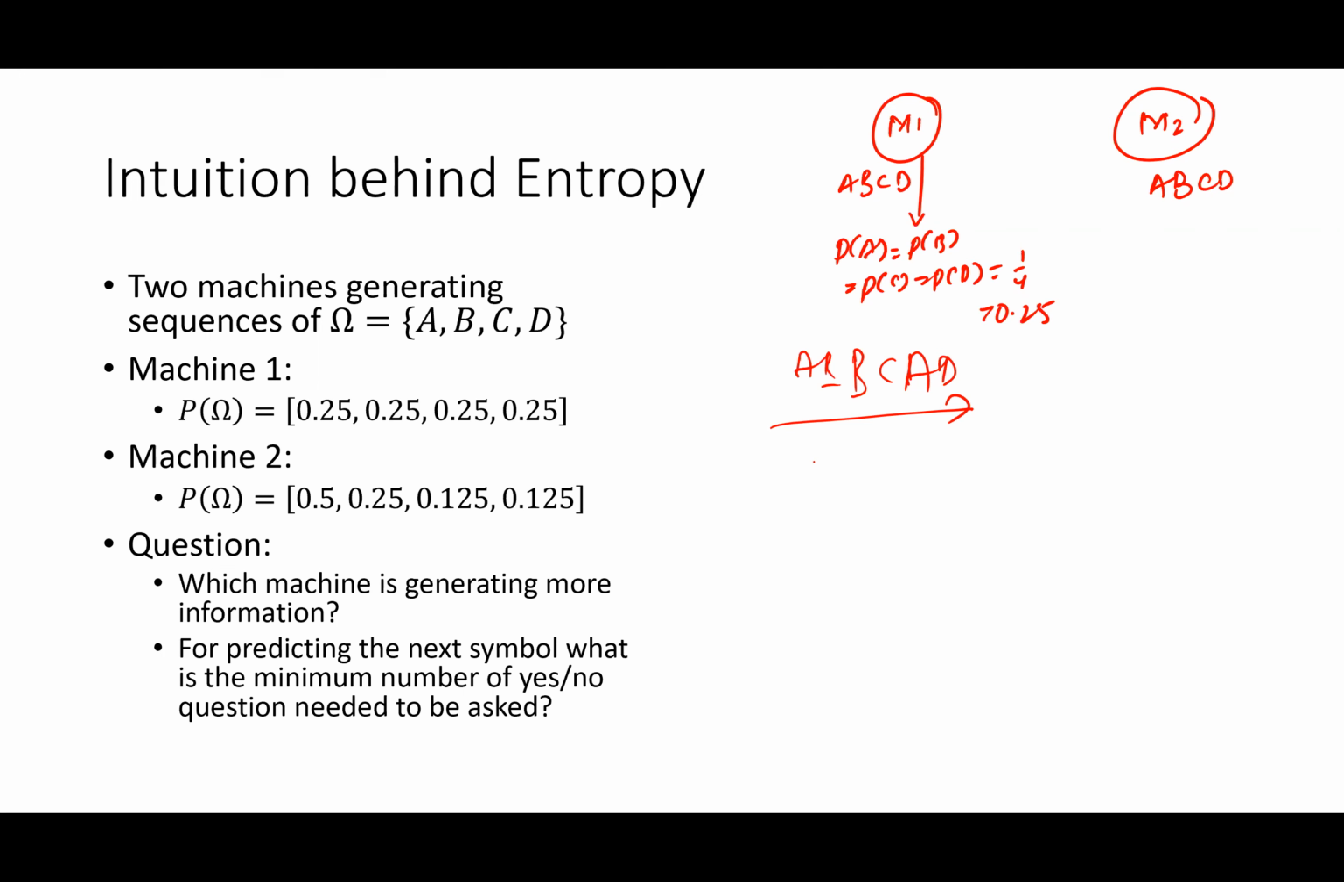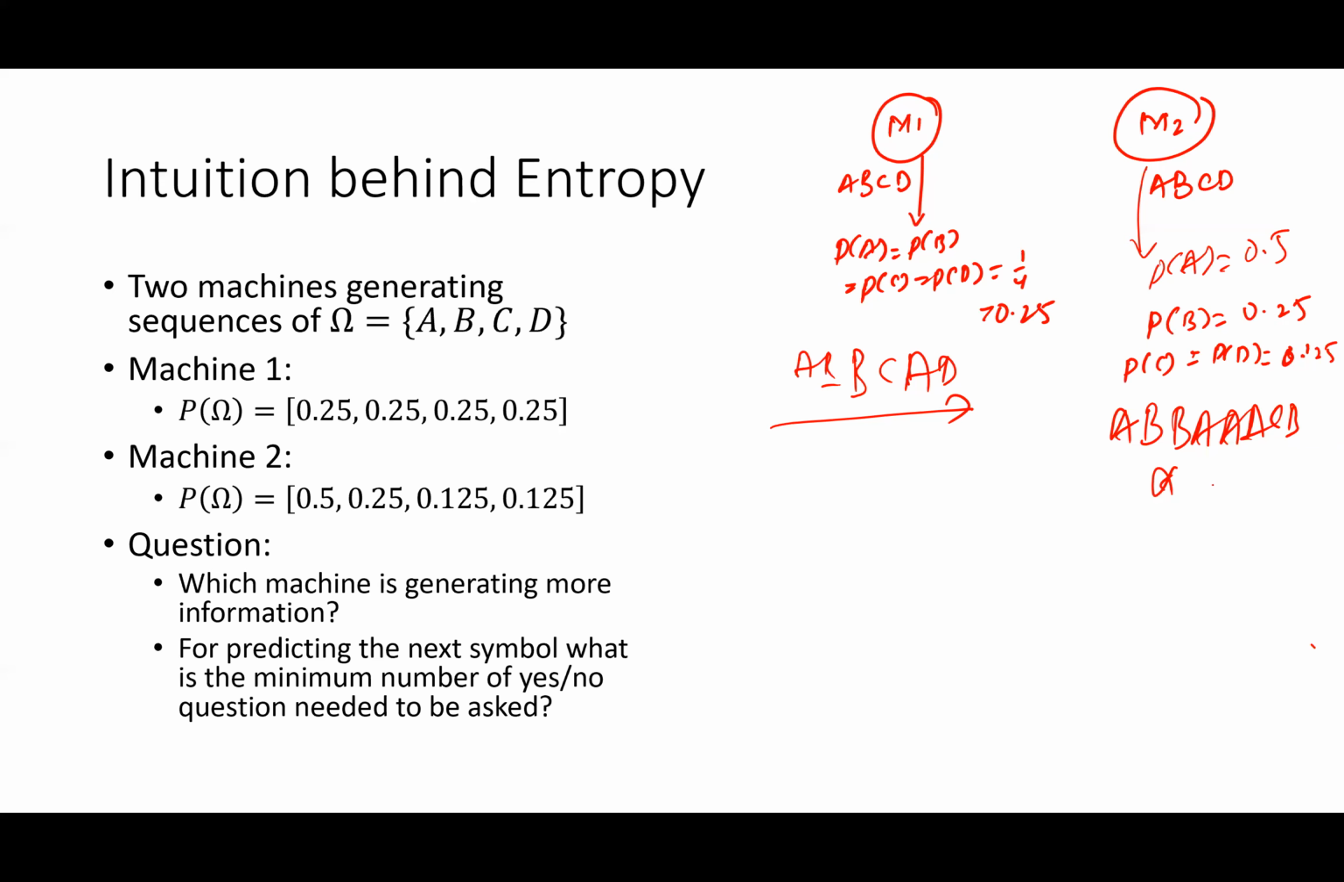Fine. Now in case of machine number 2, it slightly varies. The probability of A is 0.5. So half of the time it generates the symbol A. Then 25% of the time it generates B, and the probability of C and the probability of D are the other 25%, that is 0.125 each. Fine. So these are the two machines. A typical output of this machine could be A, B, B, A, C, B, A, something like this.